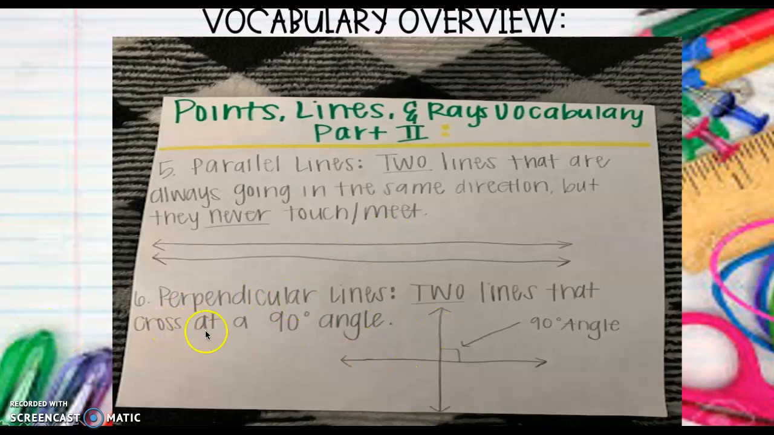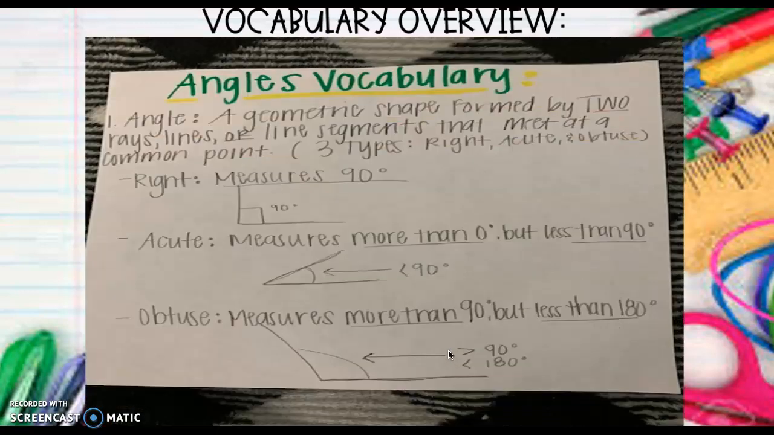Now, there is something called perpendicular lines. Perpendicular lines are two lines that cross and they form a 90-degree angle. So if you look, you have a line here and a line here. And when they meet, they form a 90-degree angle, okay? So perpendicular lines absolutely positively do touch, and parallel lines absolutely positively do not touch, okay?